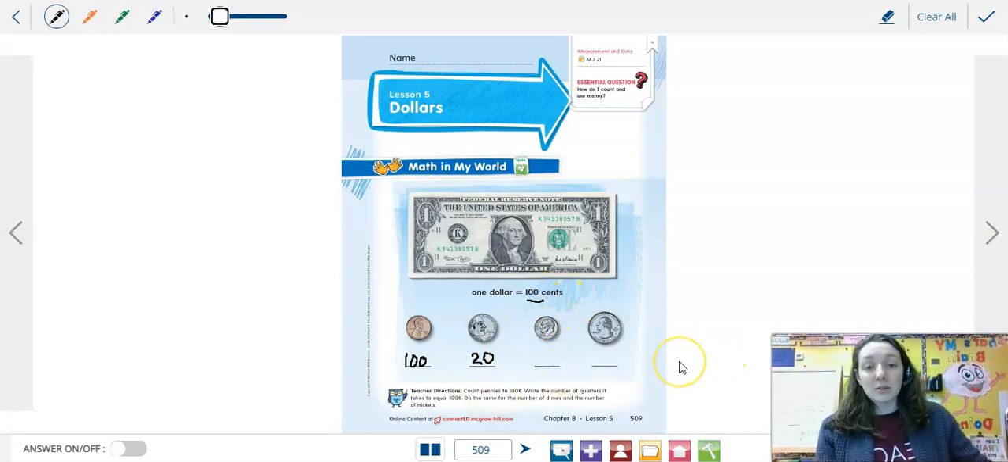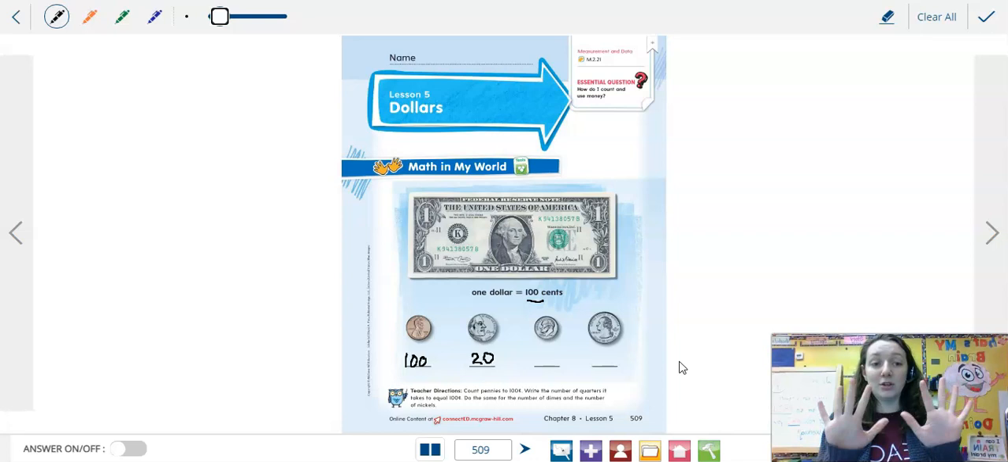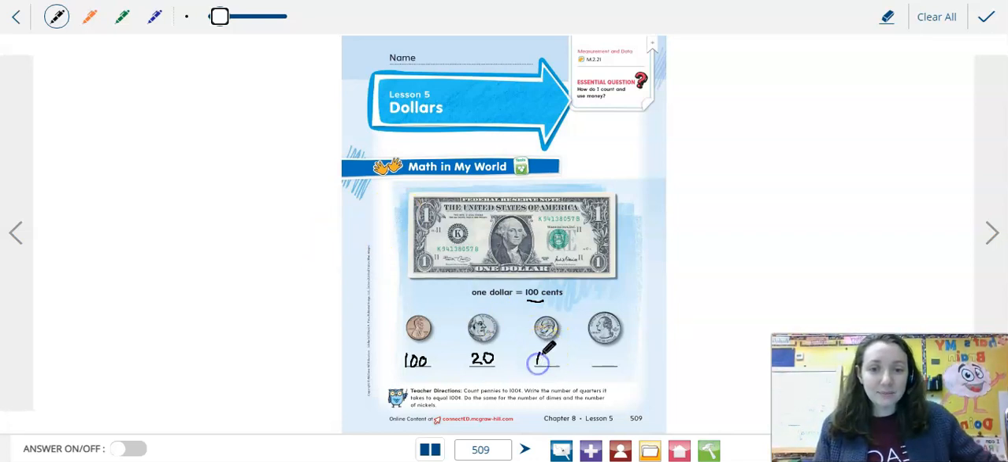Let's try our dimes. So those are each worth 10, so we count by tens. 10, 20, 30, 40, 50, 60, 70, 80, 90, 100. So I have 10 dimes. And remember our quarters are 25, 50, 75, 100. So it only takes 4 quarters to equal $1. So we'll just take 4 quarters.